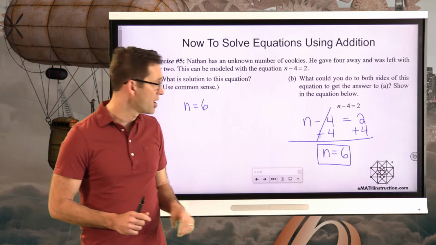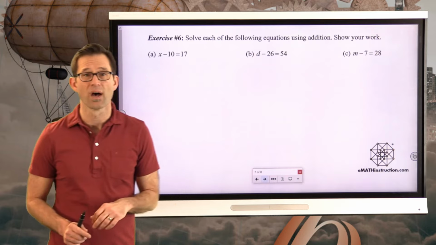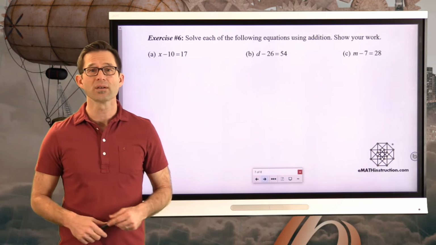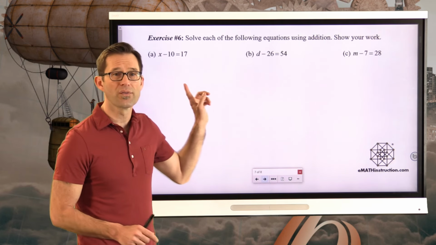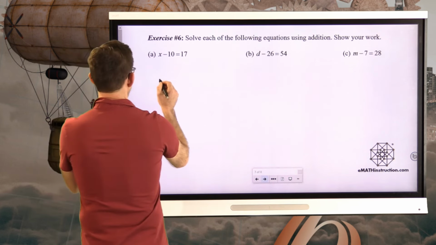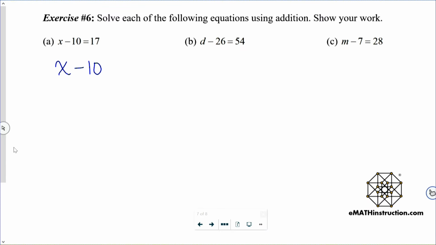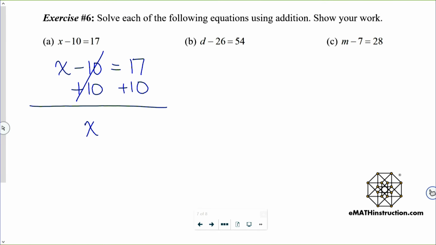So let's get a little practice on this in the last set of exercises. Real simple. Exercise number 6. Solve each of the following equations using addition. Show your work. Again, what we want to do is look at this kind of equation. We want to say, all right, I've got x minus 10 is equal to 17. In order to have just x on that side, I'm going to add 10 to both sides, right? And then that subtraction by 10 and that addition by 10 will cancel. I'll then have 17 plus 10, and I'll get 27.